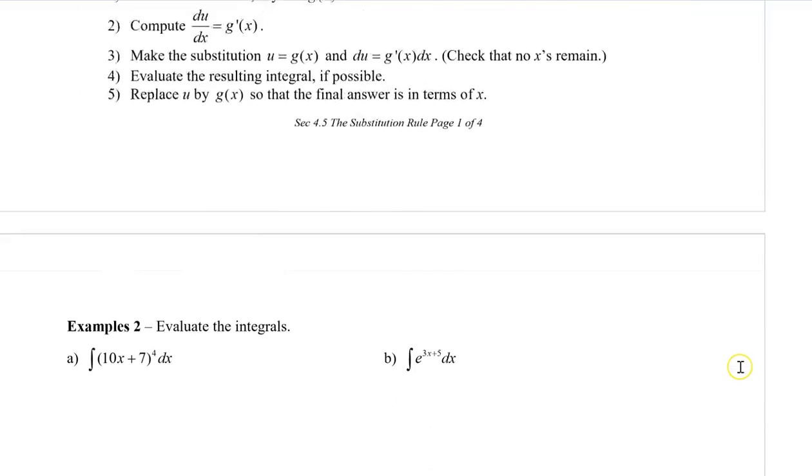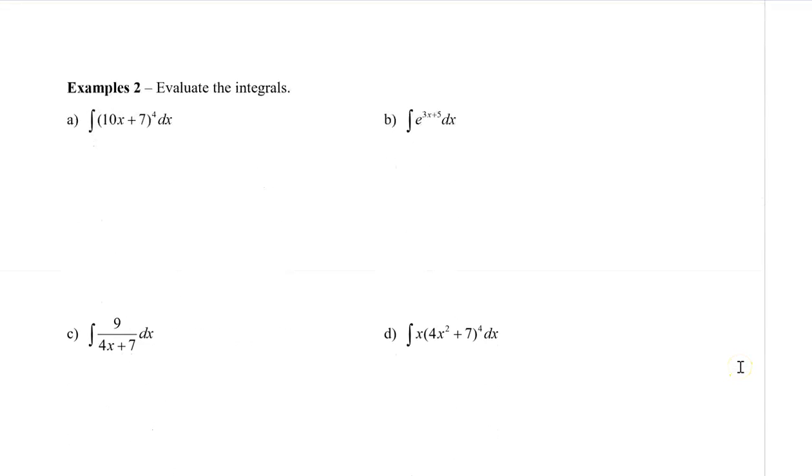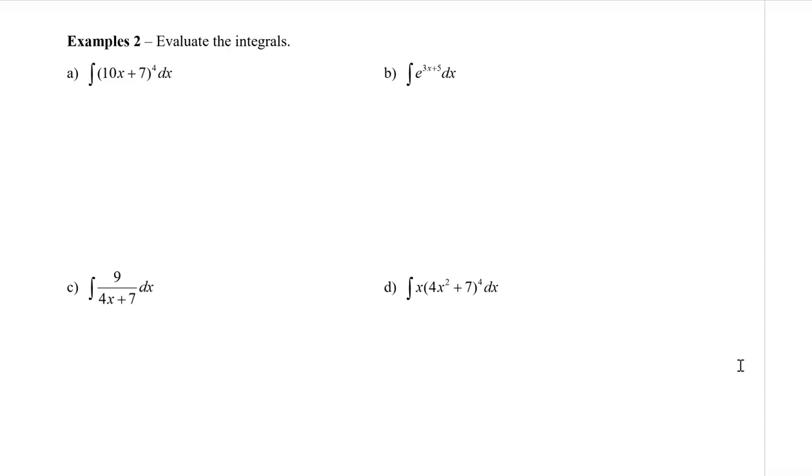All right, so let's take a look at some examples. So here we have the integral of 10x plus 7 to the power 4 dx. We really only have one choice for u, so we're going to let u equal 10x plus 7. So du is equal to 10 dx, and then du divided by 10 equals dx.